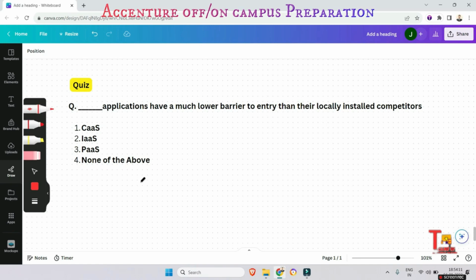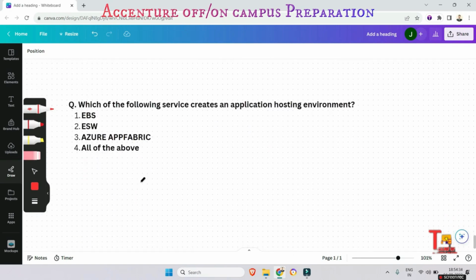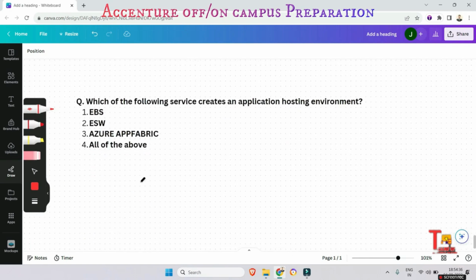Okay, let's go to another quiz. Dash applications have a much lower barrier to entry than their locally installed competitors. CaaS, IaaS, PaaS, or none of the above? Give me the answer. All three quizzes I have shown to you. Please answer one by one and all together in a single comment, right? Okay, next question and the last question, I think. Which of the following services creates an application hosting environment?